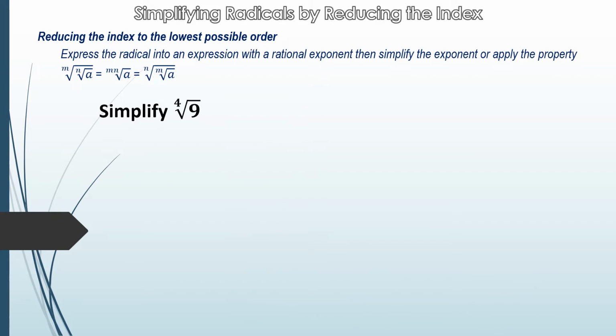Let's have another example. Simplify 4th root of 9. So if we are going to express 9 in exponential form, that will be 3 raised to the second power. And the 4th root of 3 raised to the second power in exponential form is 3 raised to 2/4. If you will try to observe, the exponent 2/4 can be simplified in its lowest term, and the lowest term of 2/4 is 1/2.